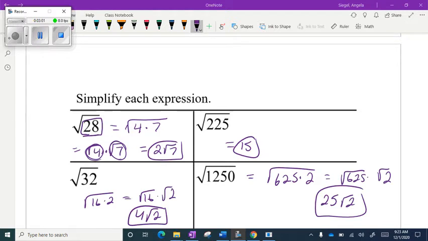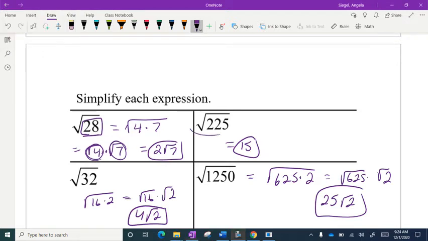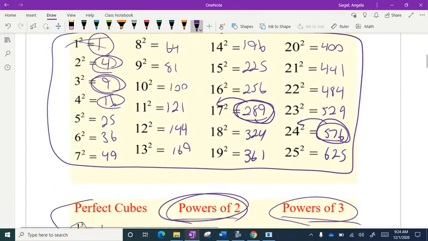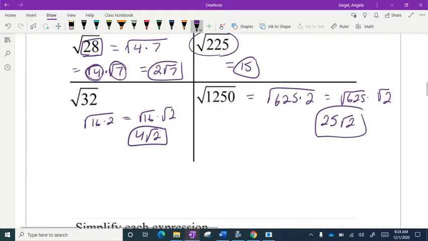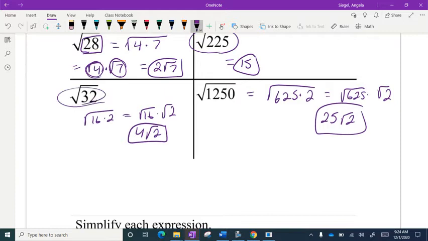Okay, so these are my answers. This one ended up being a perfect square, 225. So let's go up here: the square root of 225 is 15. So I could just jump to that. For these two down here, we're going to talk about what happens if maybe you didn't see the biggest factor.